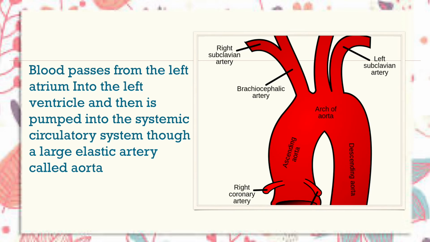Blood passes from the left atrium into the left ventricle and is then pumped into the systemic circulatory system through a large elastic artery called the aorta. The aorta, as shown in this figure: ascending aorta, descending aorta, arch of aorta. The branches of the aorta: right subclavian artery, branches of iliac artery, left subclavian artery, and the right coronary artery and left coronary artery.